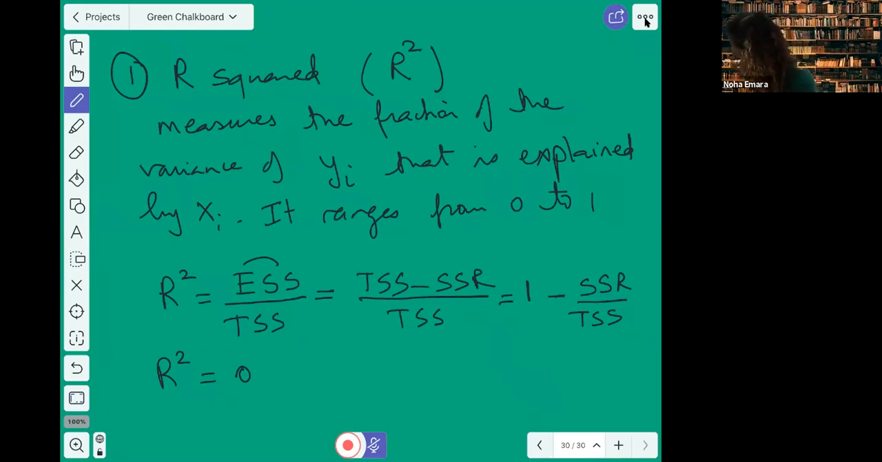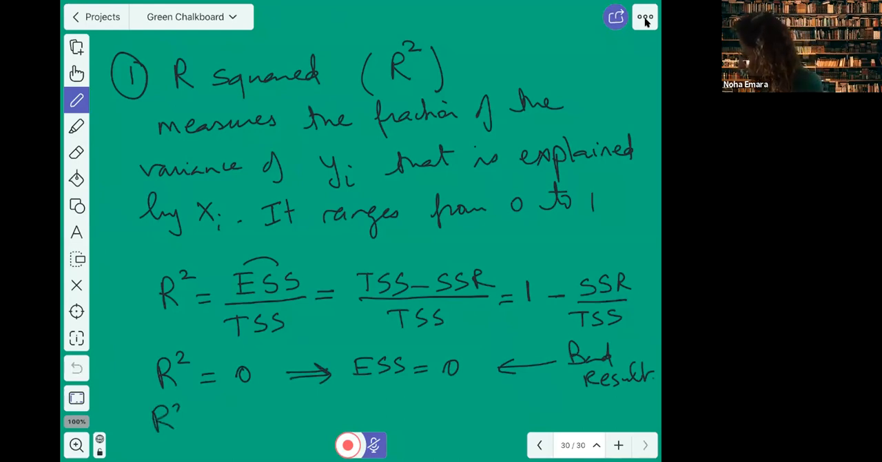So this one implies that the explained sum of squares (ESS) is simply equal to zero. This is actually a very bad result, right? So you actually want to avoid this result. You want to be closer to the one.